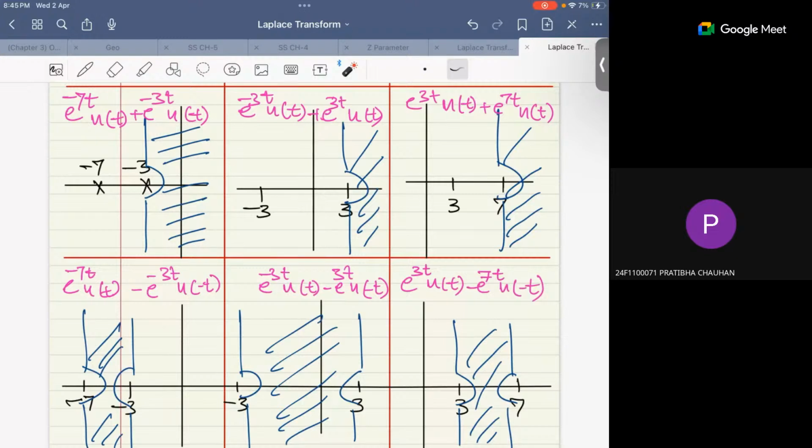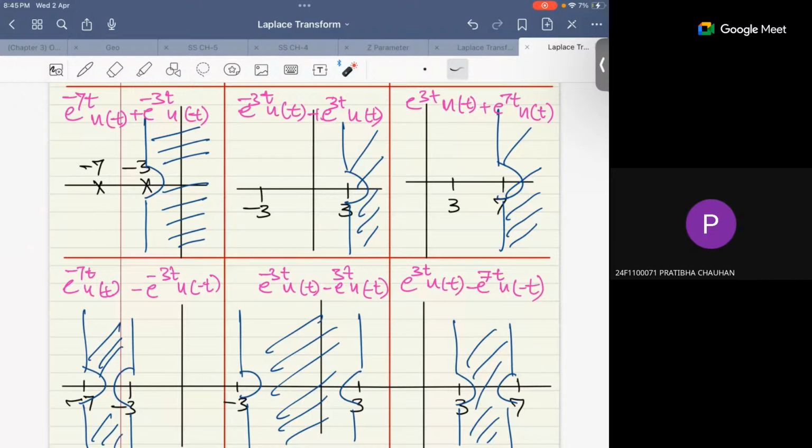Okay, so what I was trying to say is, from the ROCs you can get an idea about whether the system is causal, and also whether the system is stable or not. If you are talking about a signal, then you can tell whether the signal is integrable. If you're just dealing with a signal, you can only say whether it is integrable or not. You can't talk about stability or instability for a signal.